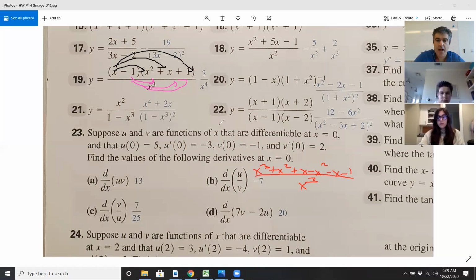Now, can things cancel? Absolutely. This is the fun part. The x cubes cancel. Sorry, the x cubes don't cancel. Crazy. x squares cancel. x's cancel. What's left up top? Of course, x cubed minus 1 over x cubed. Now, you can just do the straight up quotient rule and you're good. And you just go through the motion, do quotient rule.